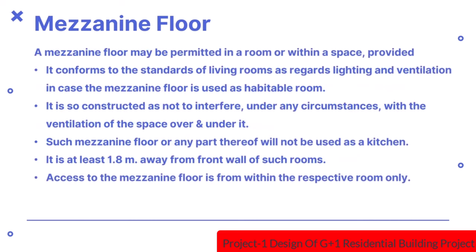A mezzanine floor may be permitted in a room or within a space provided it conforms to the standards of living rooms as regards lighting and ventilation in case the mezzanine floor is used as habitable room. It is so constructed as not to interfere under any circumstances with the ventilation of the space over and under it. Such mezzanine floor or any part thereof will not be used as a kitchen. It is at least 1 meter away from the front wall of such room. Access to the mezzanine floor is from within the respective room only.